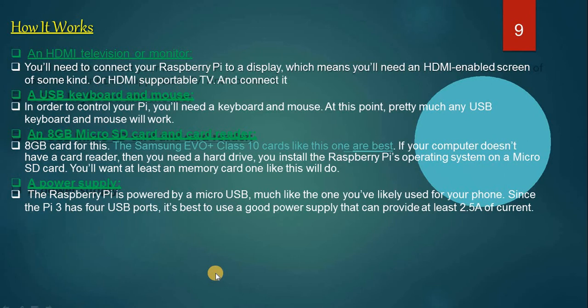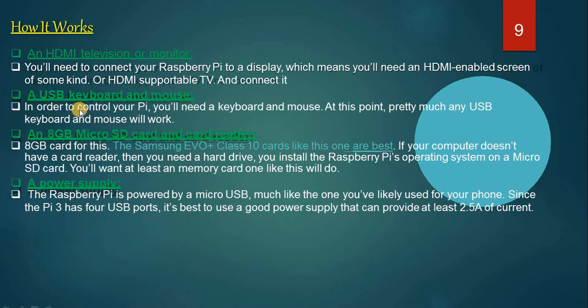Next point is how this Raspberry Pi works. Let's cover points one by one. First point is an HDMI television or monitor. To connect your Raspberry Pi to a display, you will need an HDMI enabled screen of some kind, for example, a TV or monitor. You need a cable and you can connect it.